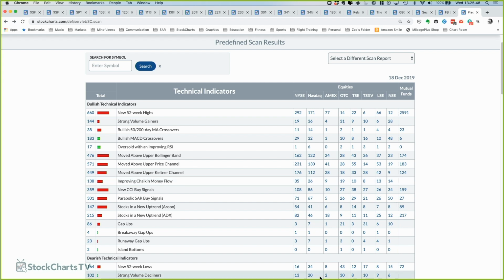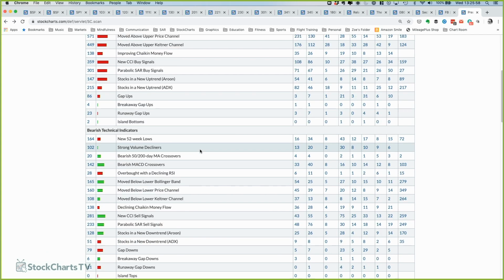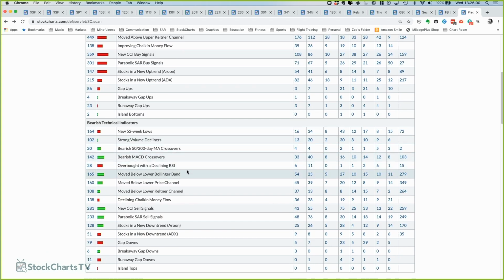The second way you can use it is by looking at how many stocks actually surface here. So only 17 stocks, only one on the NYSE, 6 NASDAQ stocks fit that category. If you look at the comparable screen down here, which is overbought with the declining RSI, you have about double the number of companies that are overbought with the declining RSI.